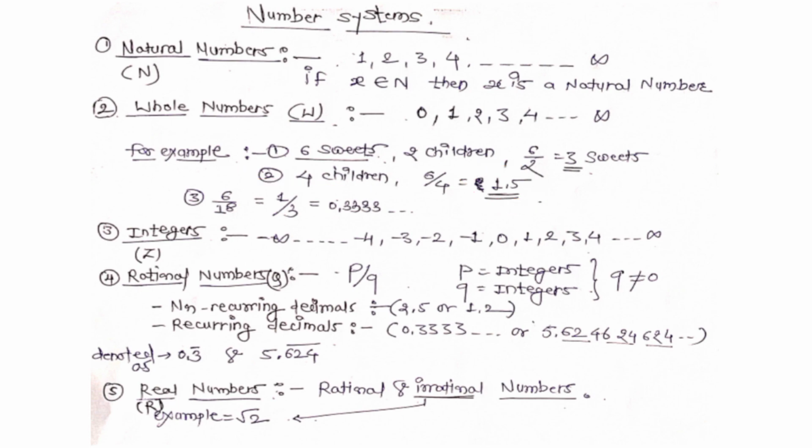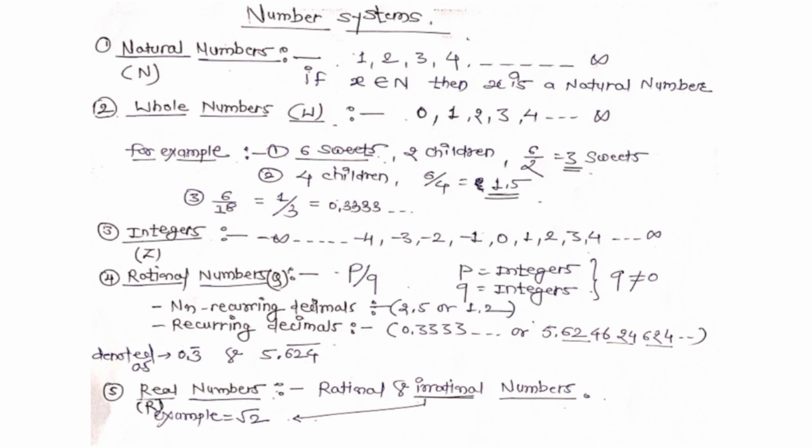So the next type of number is the integer. This is denoted by capital Z. The example of integers: the numbers start from minus infinity to 0, and then 0 to plus infinity. So this is the example of the integers.